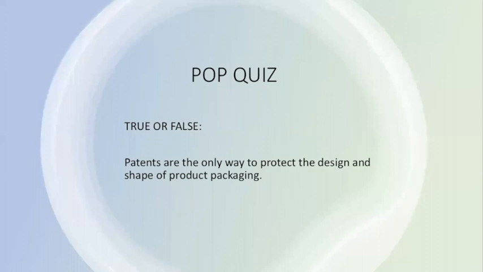Let's start things off with a pop quiz. True or false? Patents are the only way to protect the design and shape of product packaging. False. A trademark can also protect trade dress. In fact, trademarks are often preferred over design patents because trademarks can last much longer than the 20-year patent protection.